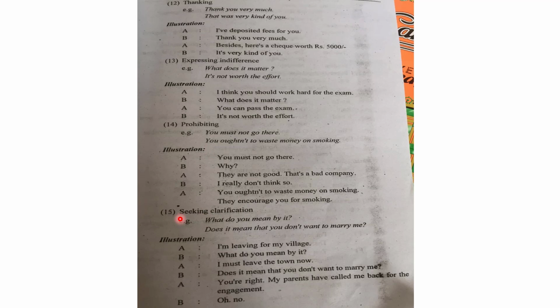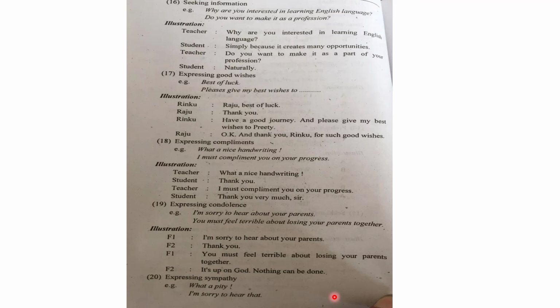And the 15th type is seeking clarification. If you want to be clear upon something, then you might use these kinds of things. For example, what do you mean by it? Or does it mean that you don't want to marry me? The example that is given here is A says, I'm leaving for my village. B says, what do you mean by it? A says, I must leave the town now. B says, does it mean that you don't want to marry me? A says, you're right. My parents have called me back for the engagement. B says, oh no.